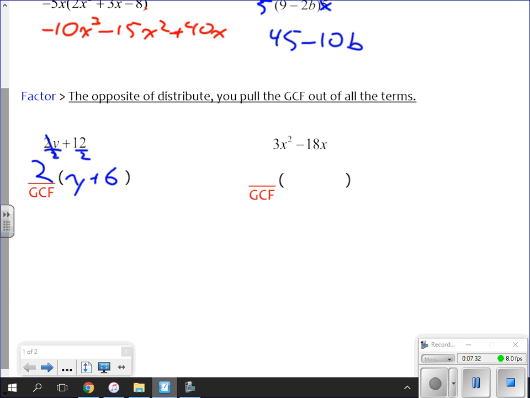I look for something that's in every single term that I can pull out. My answer to this problem should look like the problem I had for distributing. But basically, the things we're doing today are undoing each other. Okay?